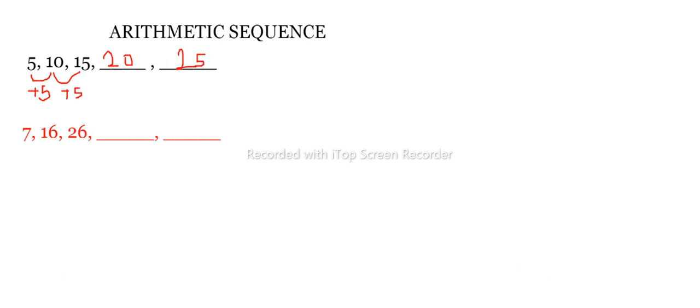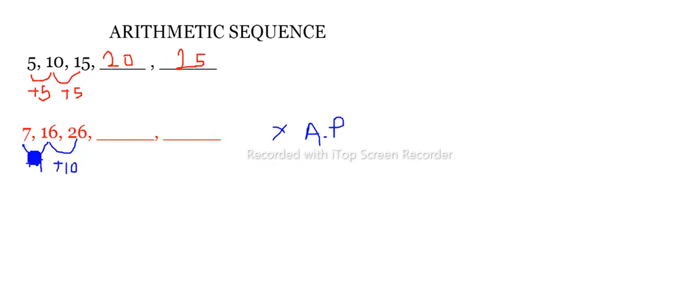We want to see if this is an arithmetic sequence. Let's see. 7 to 16, that is plus 9. 16 to 26 will give plus 10. You can see that what we added is different, so that means it's not an arithmetic sequence. So this is not an arithmetic sequence or arithmetic progression, AP. So AP, arithmetic progression, is what I'll be using most now. It's not an arithmetic progression, but I can get the next term.